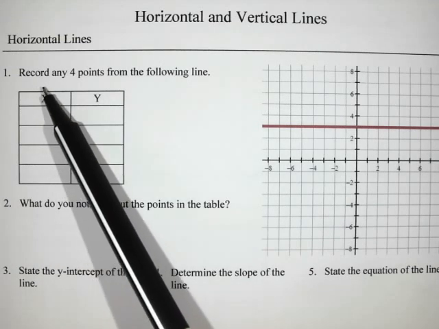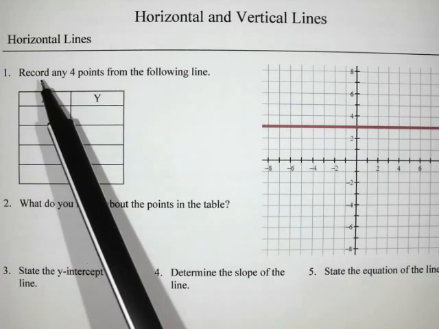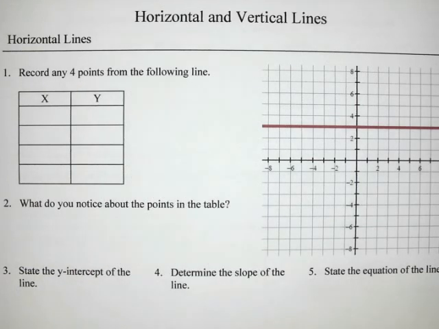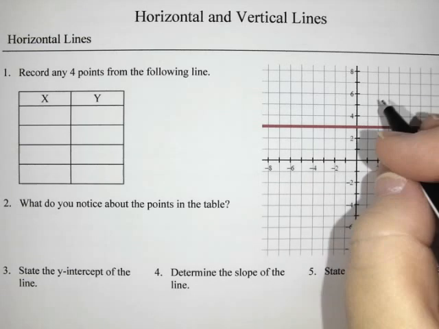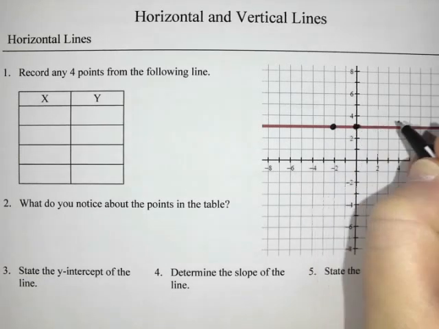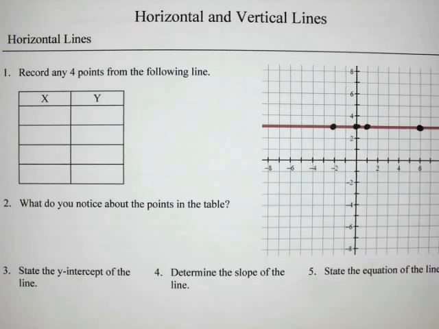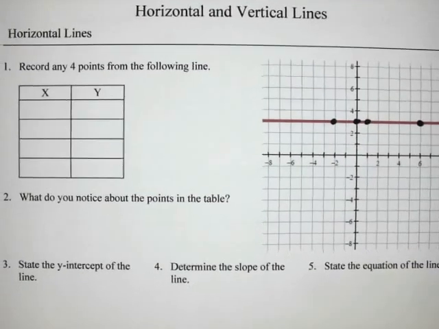So first question here in our little investigation that we're going to do into horizontal lines says record any 4 points from the line. So I am just at random going to choose 4 points, and then I'm going to write down their coordinates. So I think I'm going to pick this one, this one, this one, and that one. So you could pick any 4 that you like. I just happen to pick these 4.